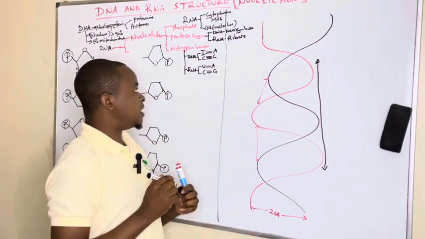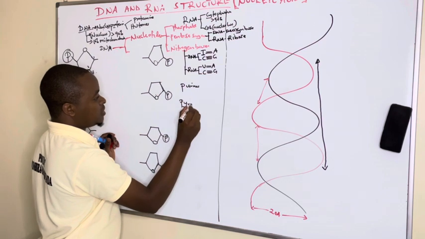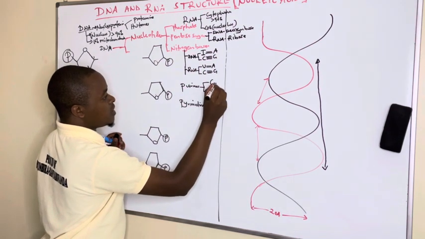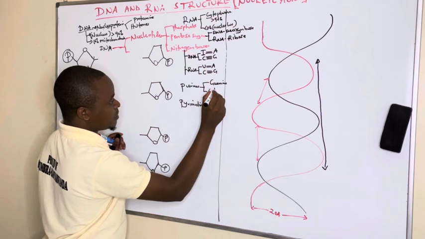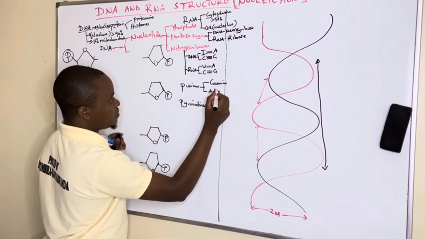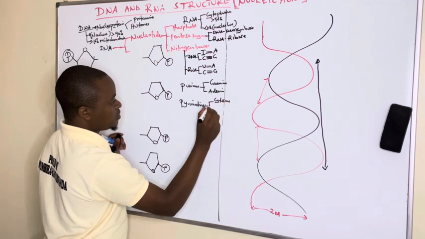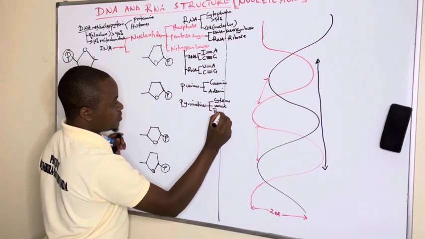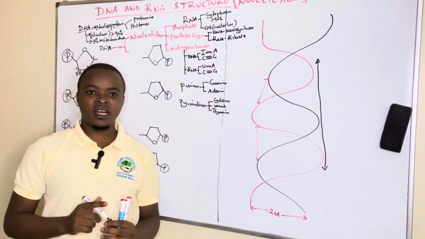These nitrogen bases are divided into purines and pyrimidines. We categorize them into purines and pyrimidines. Purines, we only have two, that is guanine and adenine. Then pyrimidines, we have cytosine, uracil, and thymine. So that's how we categorize these nitrogen bases in nucleic acids.